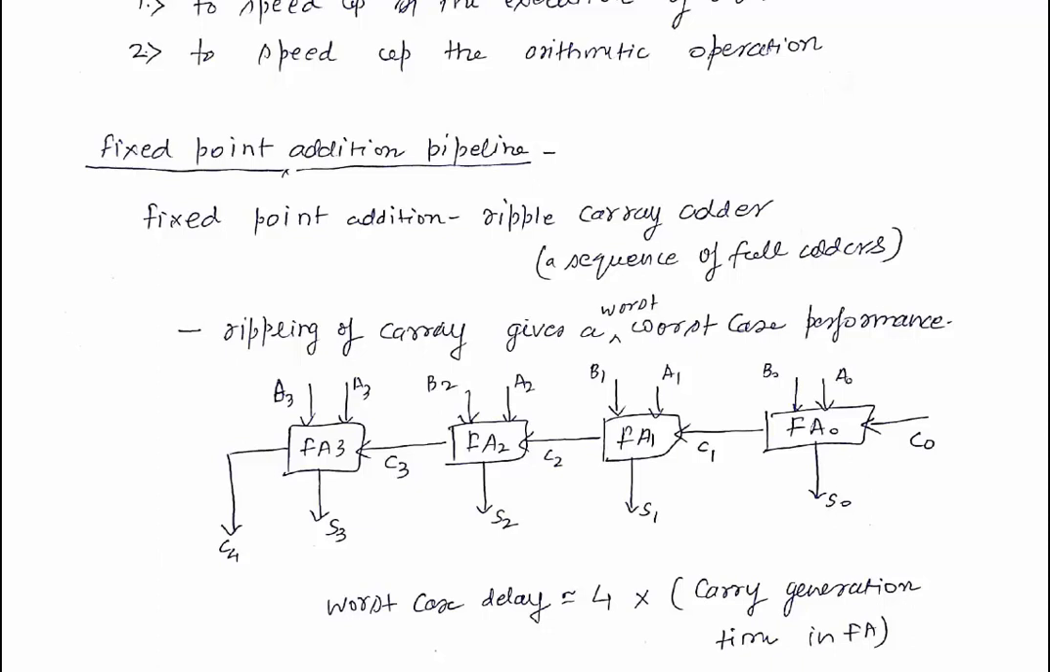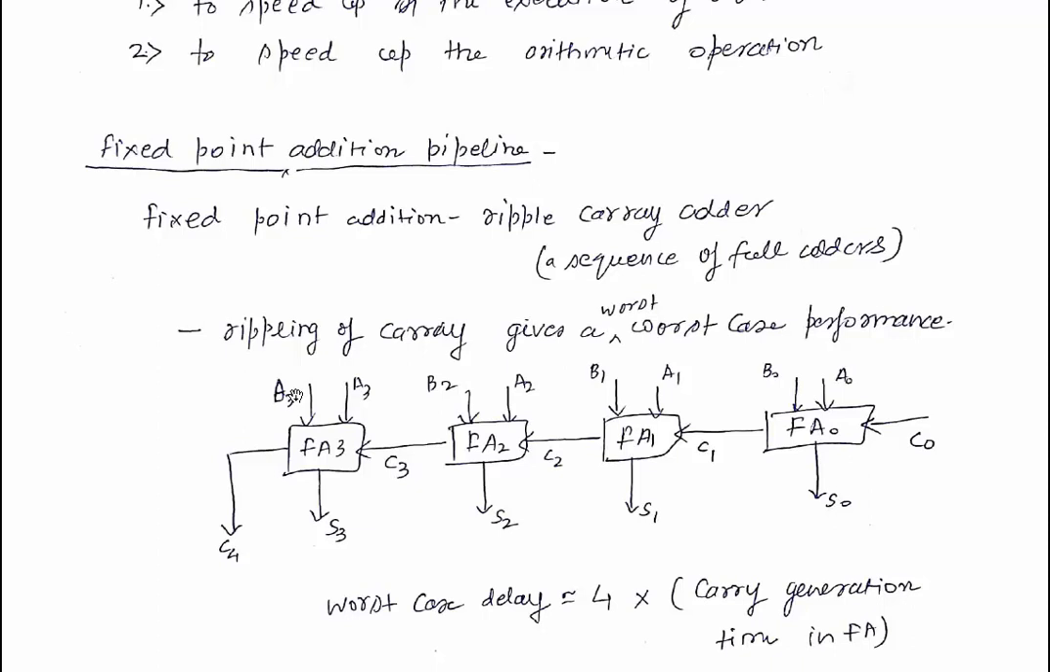So if you have multiple bits and you want to add them, you have to use a ripple carry adder. Let's say you have 4 bits, A0, A1, A2, A3, and B0, B1, B2, B3. You have to add A plus B. Sum will be S and carry will be C. This operation you have to perform.